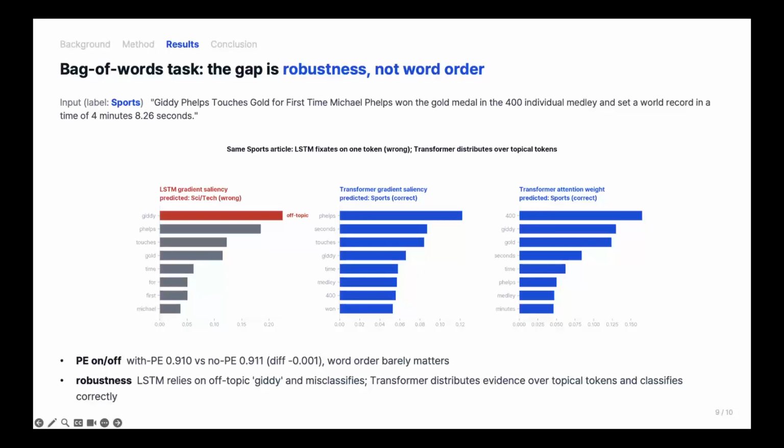The LSTM put almost all of its weight on "giddy," an off-topic word, and misclassified the article. The transformer spread its weight over topical tokens like "medley" and "400" and was correct. This is the mechanism caught in the act. The LSTM bet almost everything on a single token, while the transformer spread its bet across the evidence, which is exactly why it is more robust and generalized better.